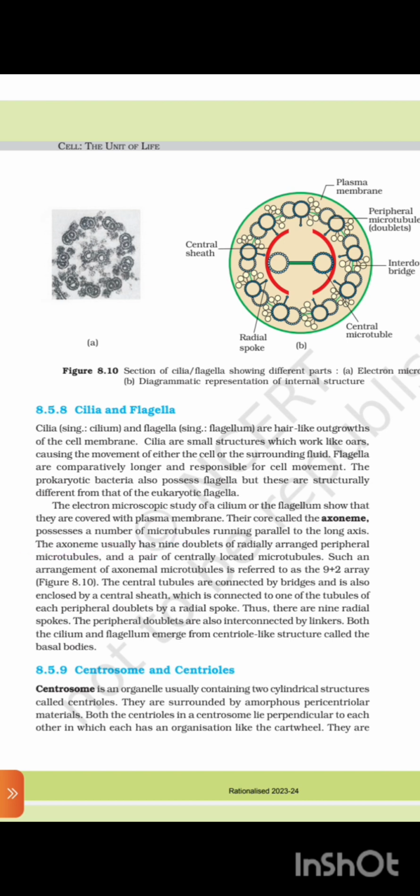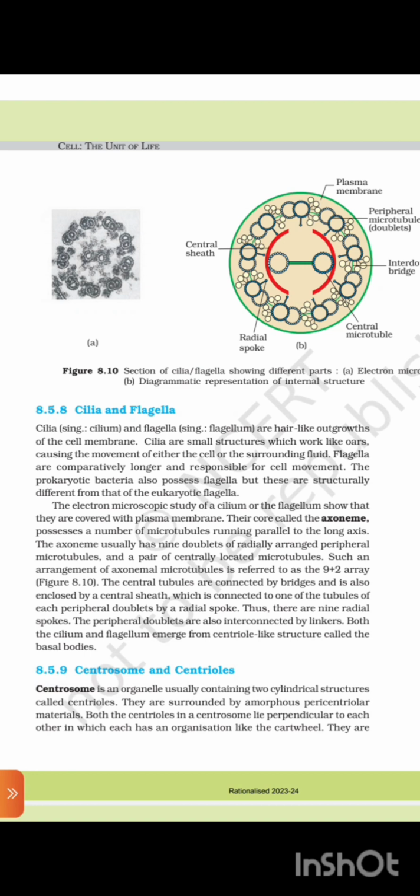The axoneme usually has 9 doublets of radially arranged peripheral microtubules and a pair of centrally located microtubules. Such an arrangement of axonemal microtubules is referred to as the 9 plus 2 array, Figure 8.10. The central tubules are connected by bridges and are also enclosed by the central sheath, which is connected to one of the tubules of each peripheral doublet by a radial spoke. Thus there are 9 radial spokes. The peripheral doublets are also interconnected by linkers. Both the cilium and flagellum emerge from centriole-like structures called the basal bodies.